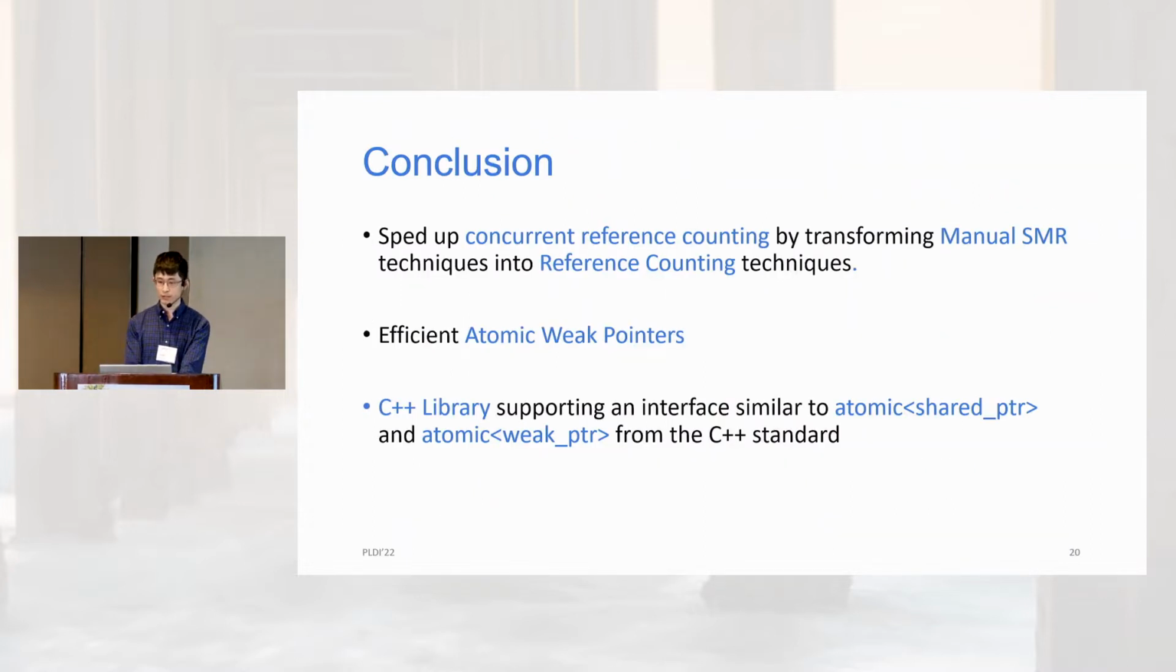So in conclusion, we described an approach for converting manual SMR schemes into reference counting techniques. We also presented an efficient algorithm for atomic weak pointers, which is useful for writing data structures with reference cycles. We implemented all of these ideas in a C++ library, and it supports an interface that's very similar to atomic shared pointers and atomic weak pointers from the C++ standard. So the user of the library doesn't need to know anything about manual SMR or acquire retire, and all of that is just used behind the scenes to implement the library.